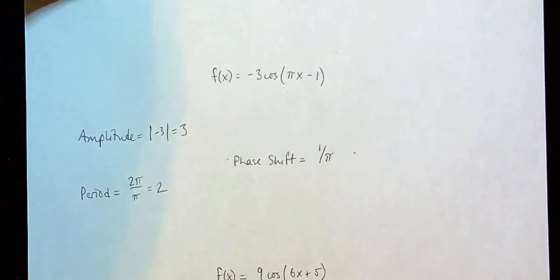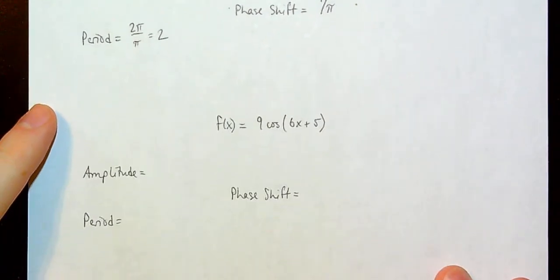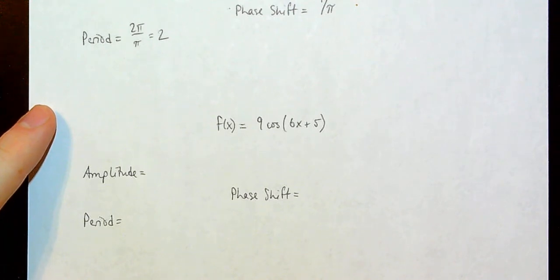So I have a third one here. Try this guy on your own. Figure out what is the amplitude, the period, and the phase shift. So press pause. When you think you have the answer, press play, and we'll see if you're correct.